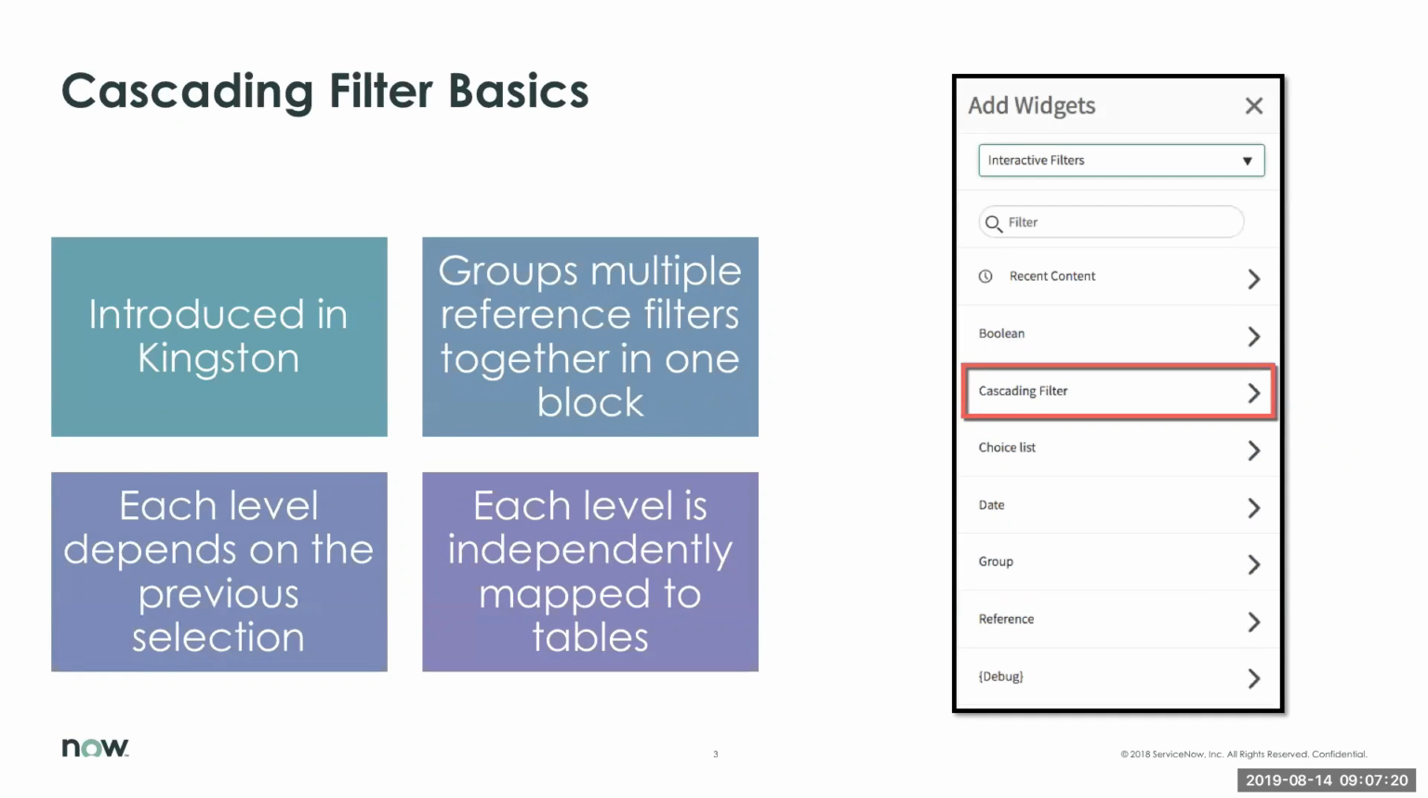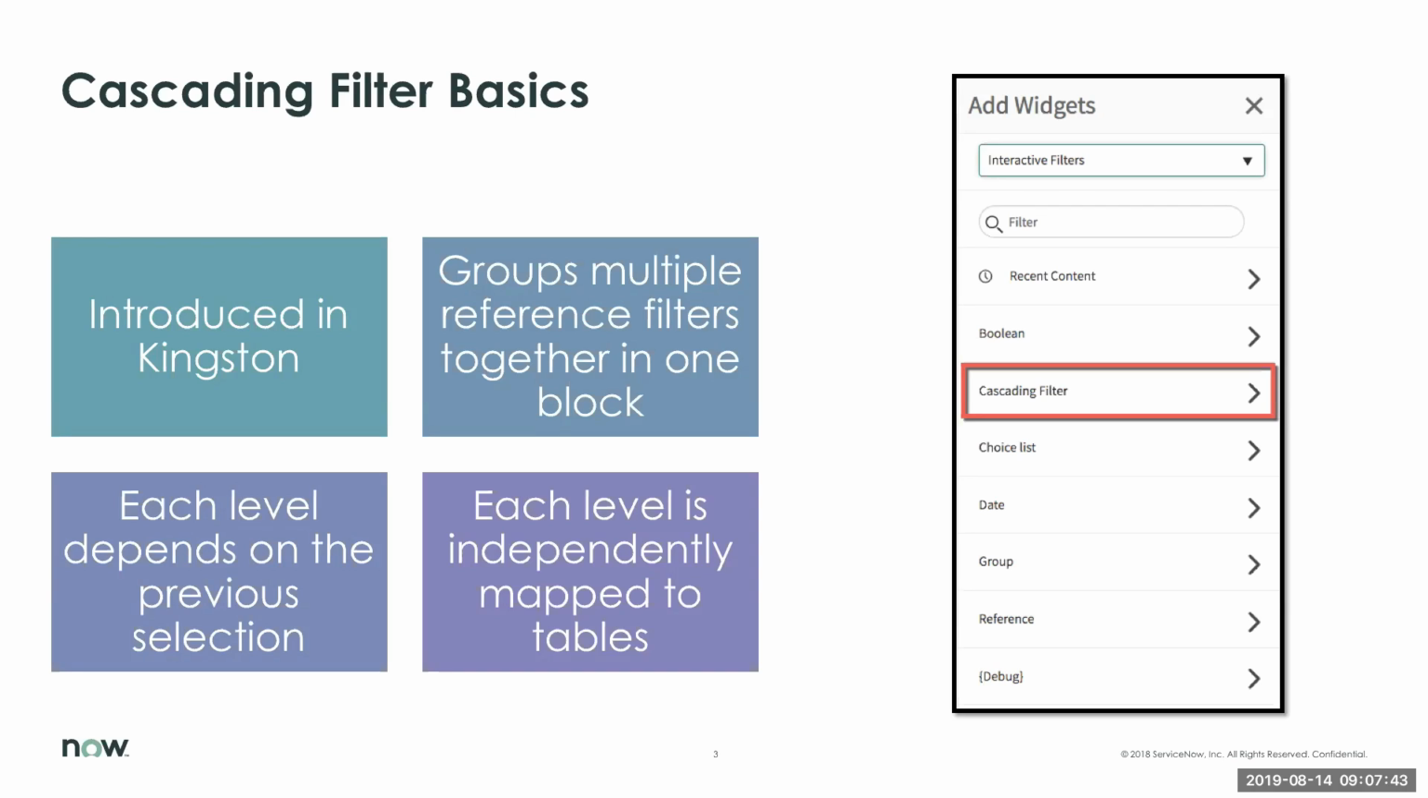So the first thing, what are cascading interactive filters? Cascading interactive filters were introduced in Kingston, and if you go to add a widget on a dashboard, you're going to see cascading interactive filter is just one of the many types of interactive filters. So you'll see that in the list. Interactive filters came out a release or two before this, and this one slipped in. So not everybody's aware about it. So we want to talk about where we get to use this.